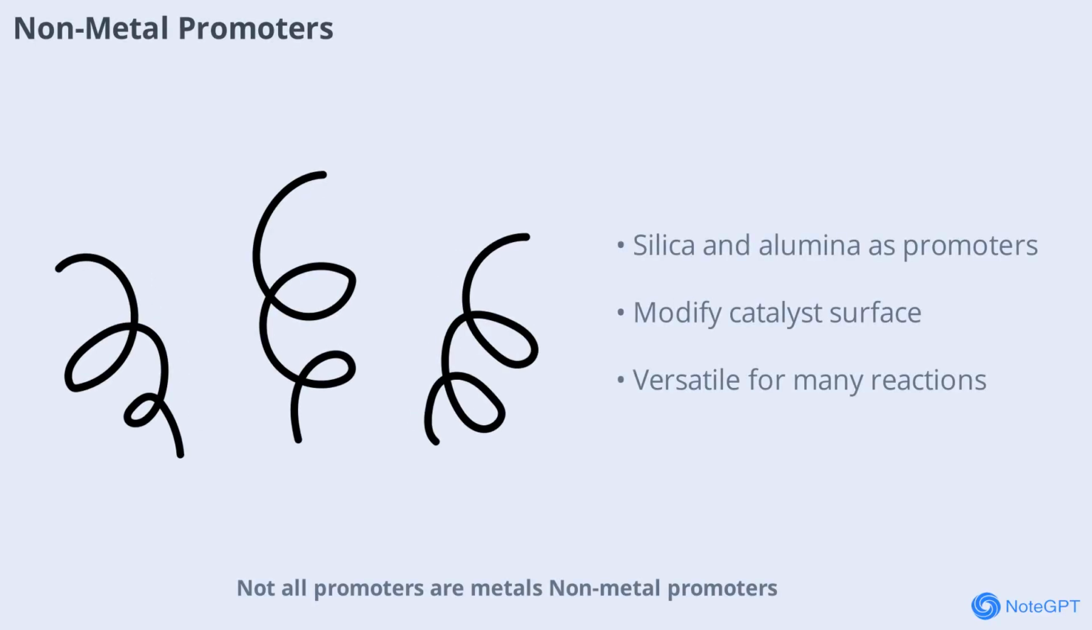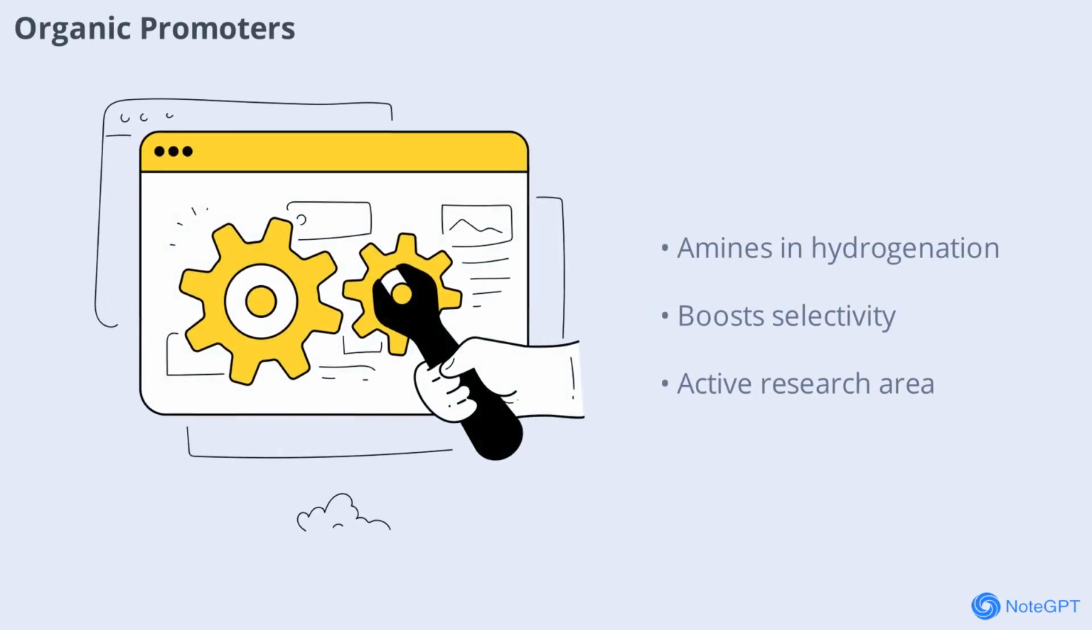Not all promoters are metals. Nonmetal promoters, such as certain oxides or organic molecules, can also play a significant role. For example, silica or alumina is often used to support and promote catalysts in petrochemical processes. These nonmetals can modify the surface area or acidity of the catalyst, leading to improved performance. The versatility of nonmetal promoters allows chemists to tailor catalysts for a wide range of reactions, making them invaluable in both research and industry.